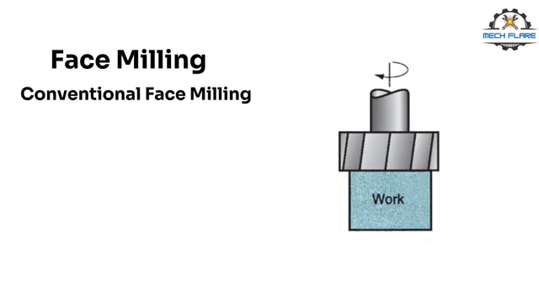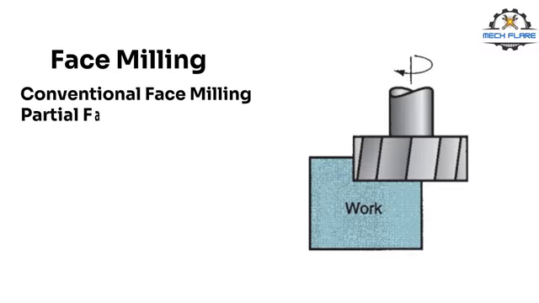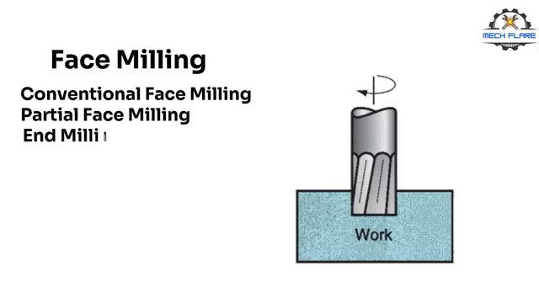Conventional face milling. It is the type of face milling in which the diameter of the cutter is greater than the work part width, so the cutter overhangs the work on both sides. Partial face milling. It is face milling where the cutter overhangs the work on only one side. End milling. It is the type of face milling in which the cutter diameter is less than the work width, so a slot is cut into the workpiece.